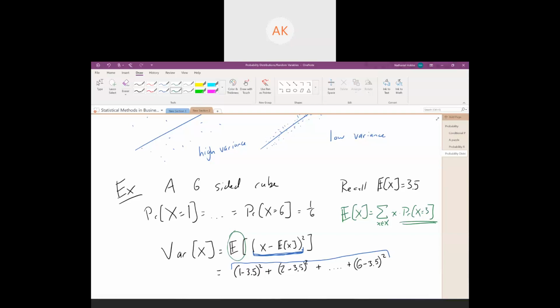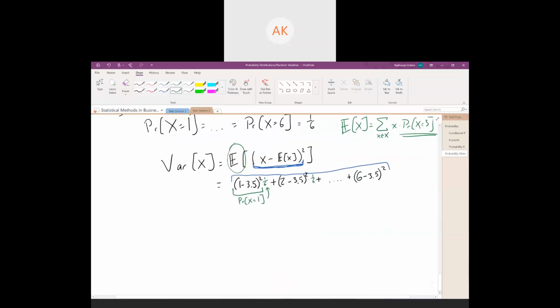Okay. So what's the probability of this? 1/6. Okay. Why is it 1/6? Because there's 6 choices, 6 outputs. Yeah, it's because that's the probability that x equals 1. So where are you sticking the 1/6 into that formula? Is it 1 minus 3.5 squared times 1/6? Yes. Mm-hmm. Okay.